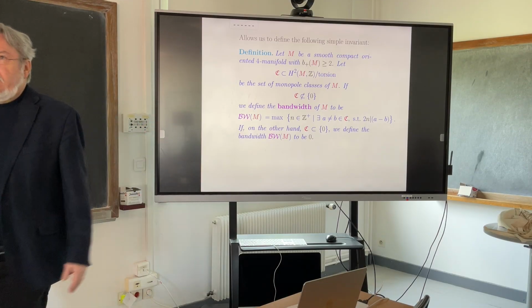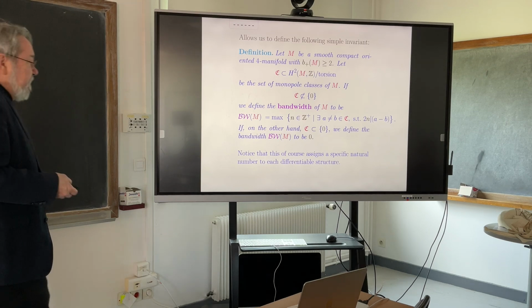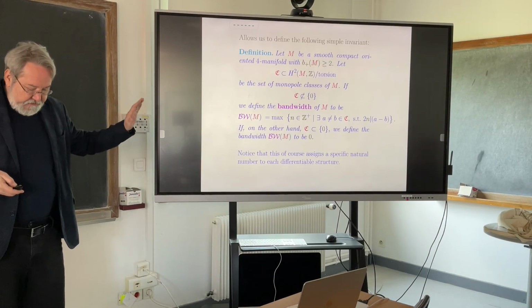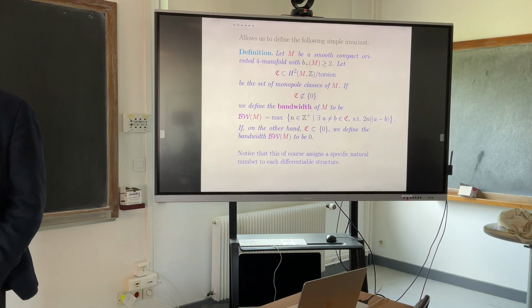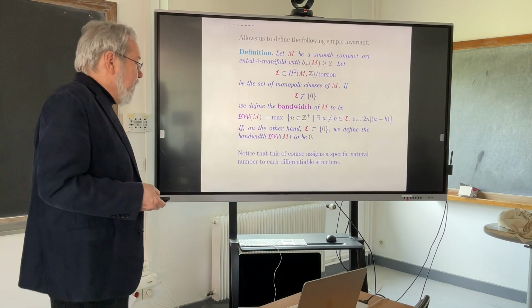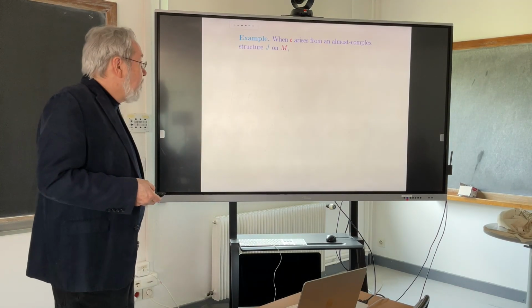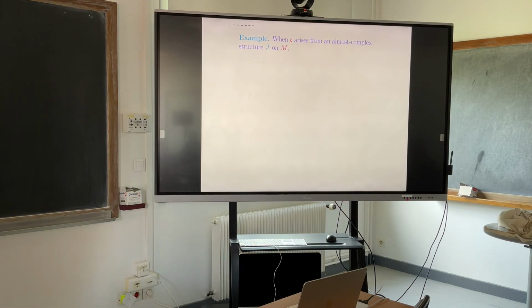All right, so this assigns to a smooth compact manifold a specific natural number, but it is something assigned to the particular differentiable structure. And what I'm going to be discussing is how this bandwidth depends on the choice of smooth structure. So here is a wonderful, simple example.